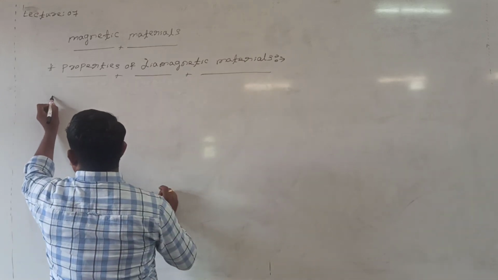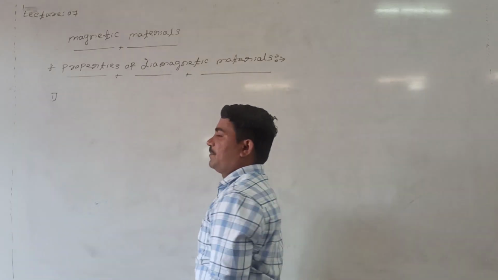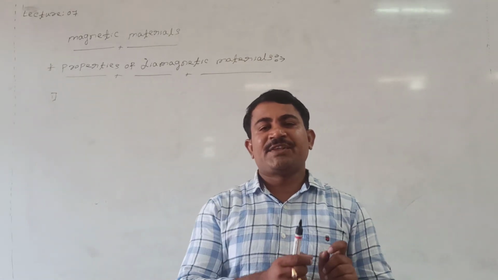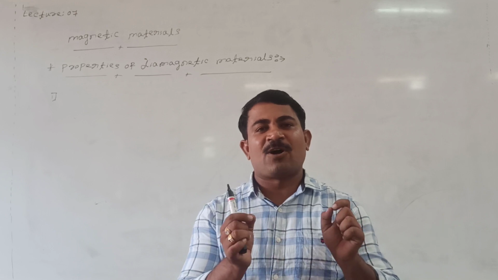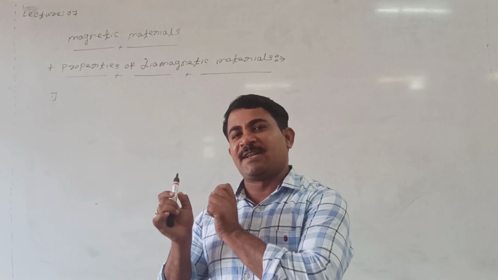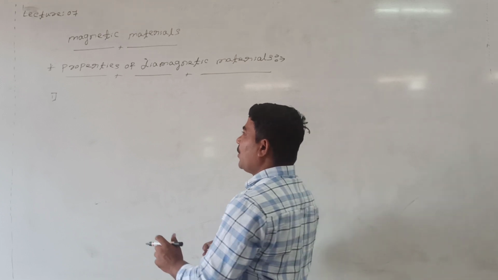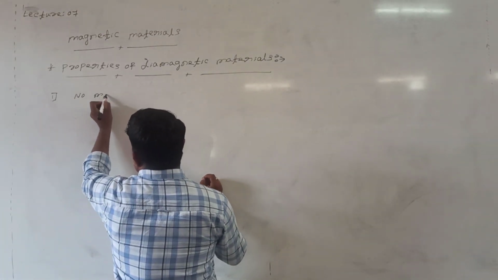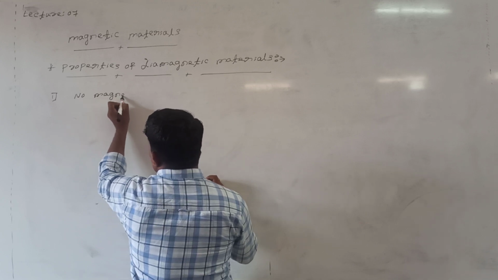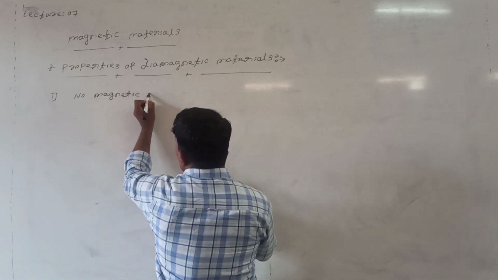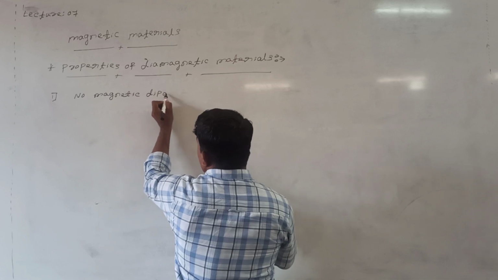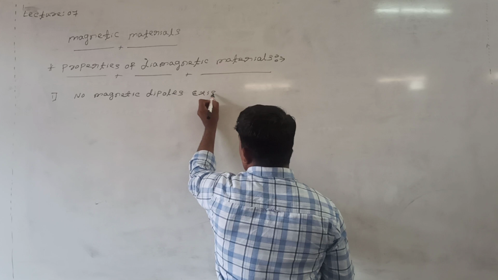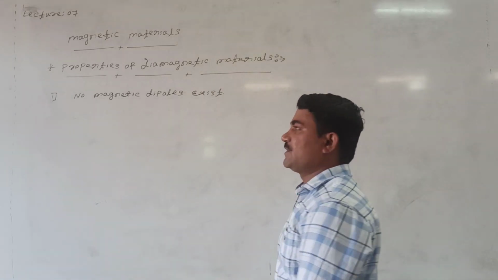Let us take the first property. The first property is that no magnetic dipoles exist in diamagnetic materials. No magnetic dipoles exist. This is the first property.